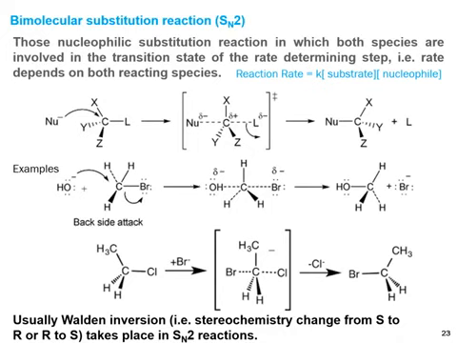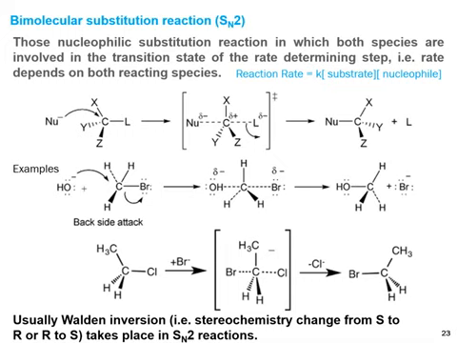The second type is the bimolecular substitution reaction. Those nucleophilic substitution reactions in which both species are involved in the transition state of the rate determining step. Meaning the rate depends on both reacting species. So the reaction rate depends on the substrate and nucleophile. So this is a general example of the bimolecular substitution reaction.